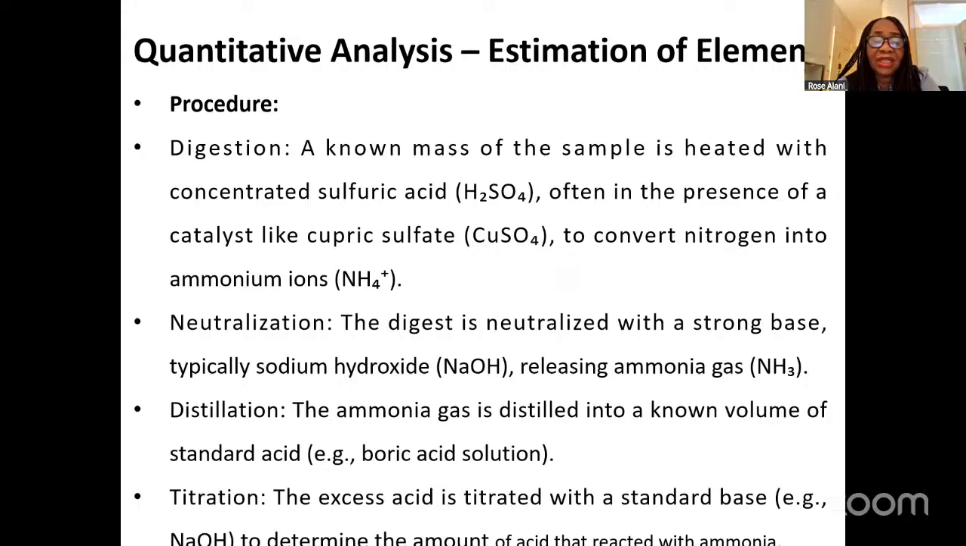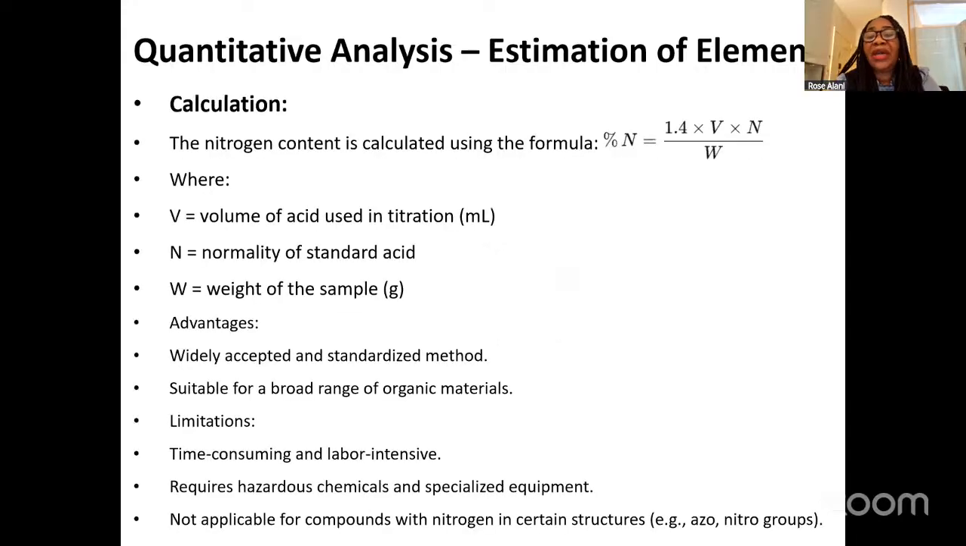Then you carry out the titration with standard base, sodium hydroxide. And then you can carry out your calculation as shown here. Your V here is the volume of your acid, N is the normality of the standard acid, and W is the weight of the sample. So you can calculate the nitrogen content.